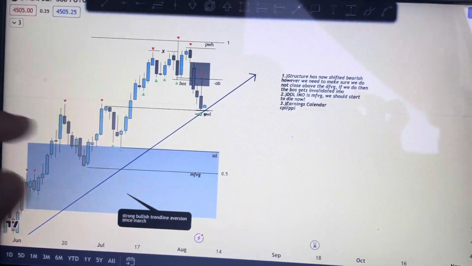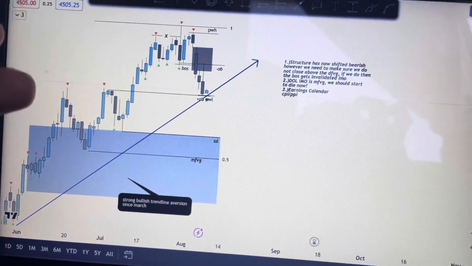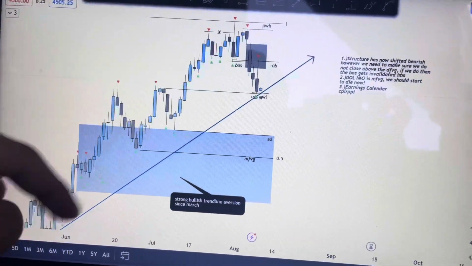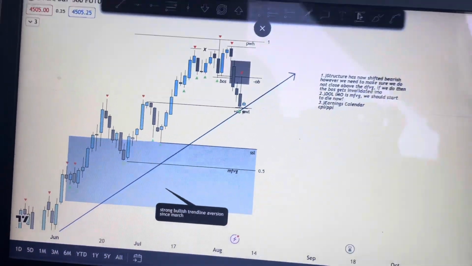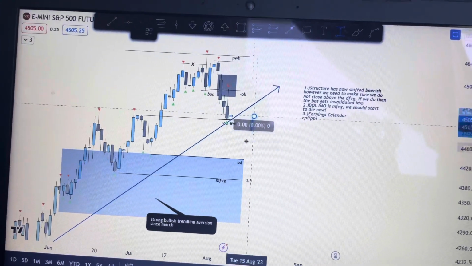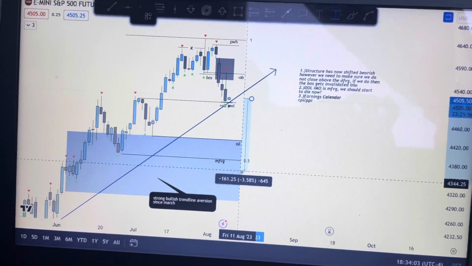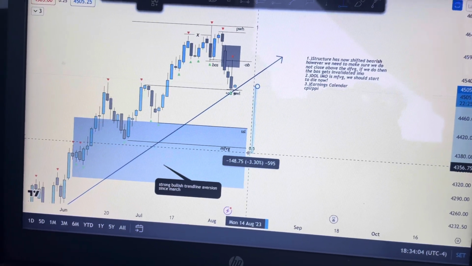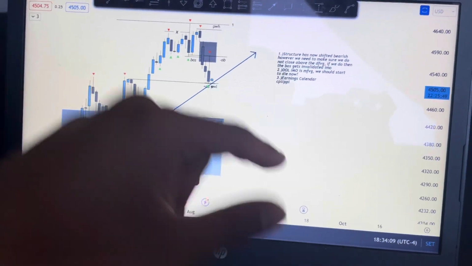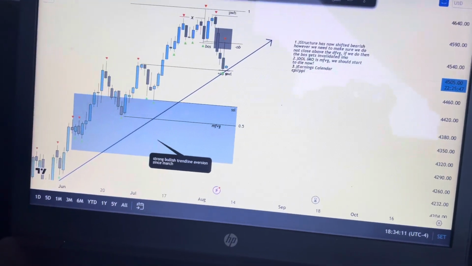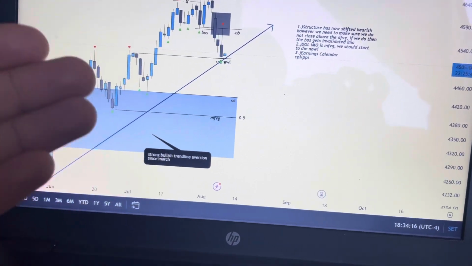Number two, the draw on liquidity, in my opinion, again, is the monthly fair value gap. We should start to die now, right? We've been rallying for a long time, so this is going to be a big crash. I expect price to go lower for now. The crash is going to be around 150 points, in my opinion. It's not going to be a big stock market crash. It could be, but for now, this is my main target. So the draw on liquidity, in my opinion, is going to be the monthly fair value gap.